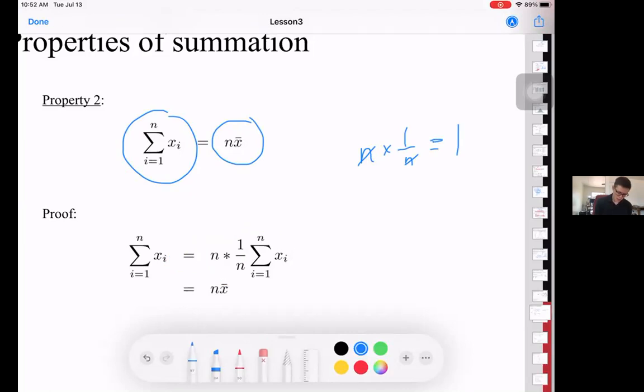And then we're going to notice that 1 over n times the sum of the x's is equal to the average of the x's. So the n will just carry down, and this chunk right here is equal to the average of x's.